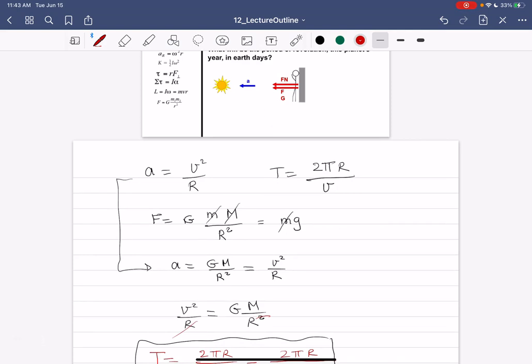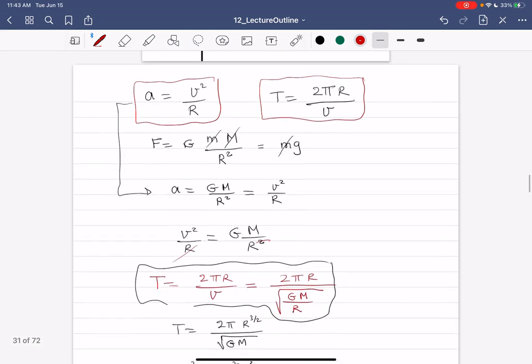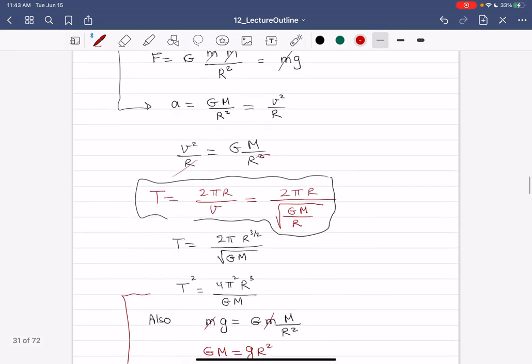Okay, first, of course, I need to derive an equation. We know from the centripetal that a equals v squared over R, and the period is the total distance 2 pi R divided by v. Also, we know that F equals G times the mass of the object times the mass of, let's say, the sun, divided by r squared, equals mg. And from that, we will be able to find a relation that is going to give us the period.